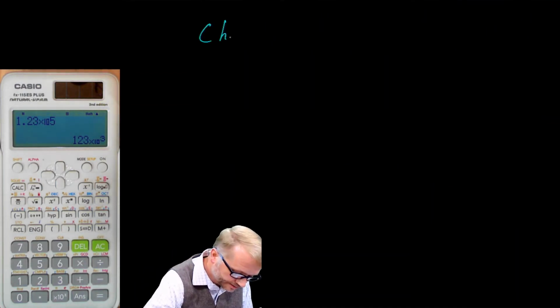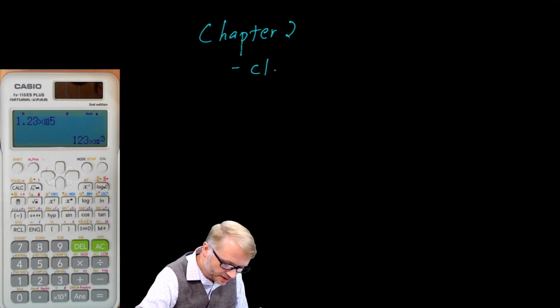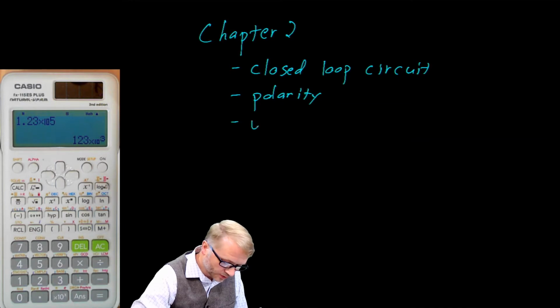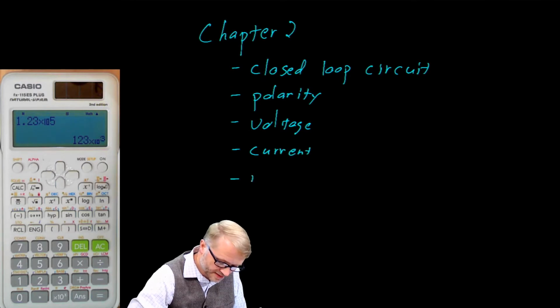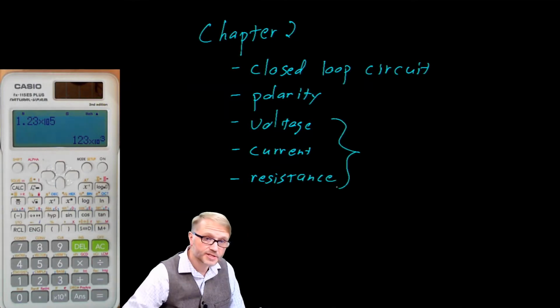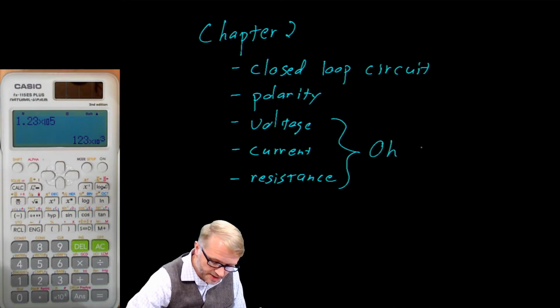From Chapter 2, we talked about a closed loop. We talked about polarity, voltage, current, and resistance. We said that there was a relationship between these three. And that relationship was Ohm's law.